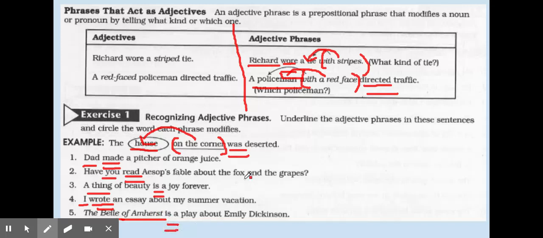So with that, I'm going to let you finish and go through and identify the adjective phrase. Make sure you look for a prepositional phrase, and then also what it's modifying. Is it answering the question, which one or what kind?